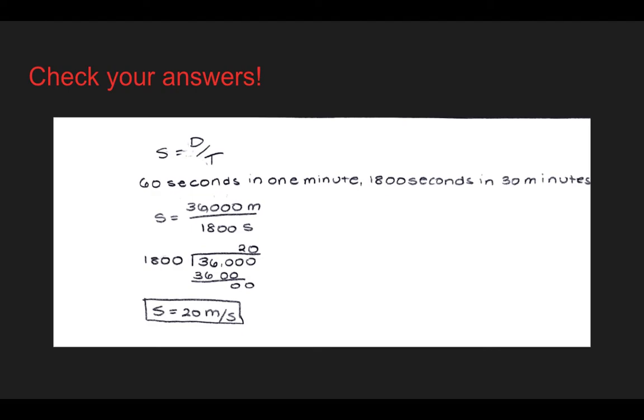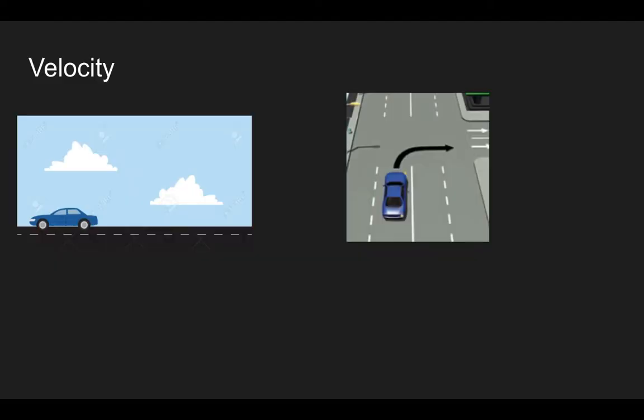So our speed is going to be 36,000 meters divided by 1800 seconds, which brings us to 20. So our speed is going to be 20 meters per second. Don't forget your units in these word problems.